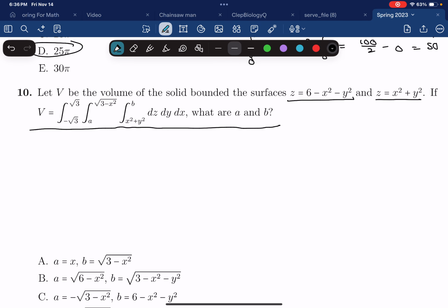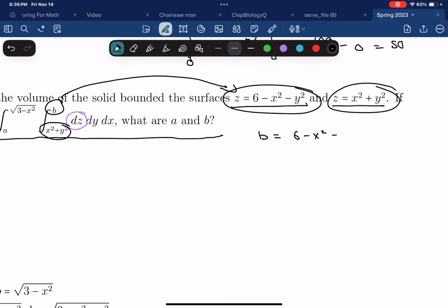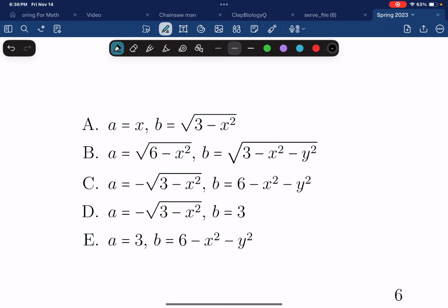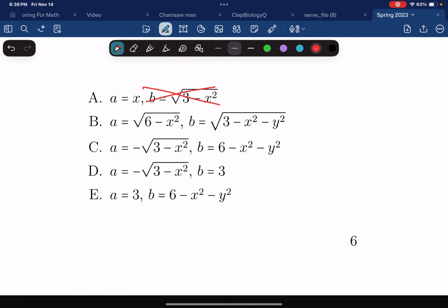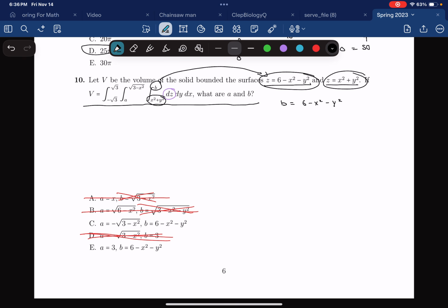Now, first thing, it starts at dz and already says x squared plus y squared. That's this one right here. So B has to be this one. So B has to equal 6 minus x squared minus y squared. So let's find all the ones where B isn't equal to that. So it can't be D, it can't be B, it can't be A. So we've got to evaluate which our A is.